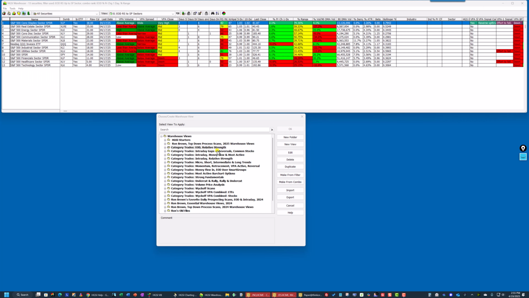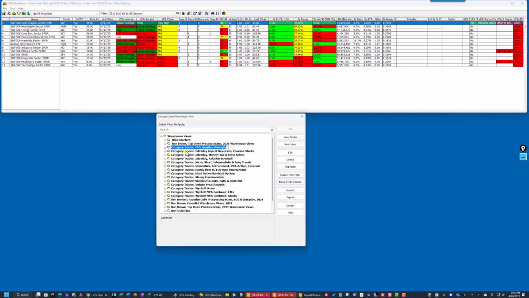Now, I decided to add another category. I wasn't going to do this, but like I said, the intraday relative strength scans seem to be working out very well, so I wanted to add the end of day, or the EOD, relative strength scans also.